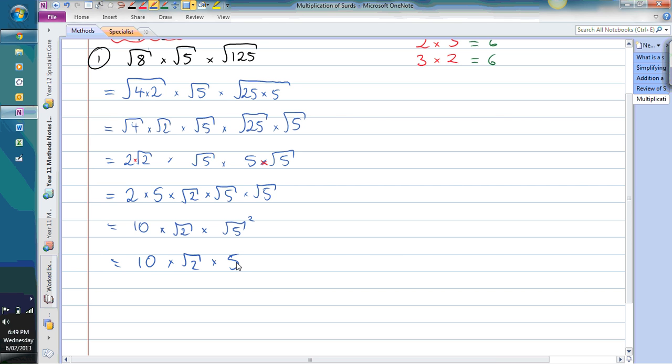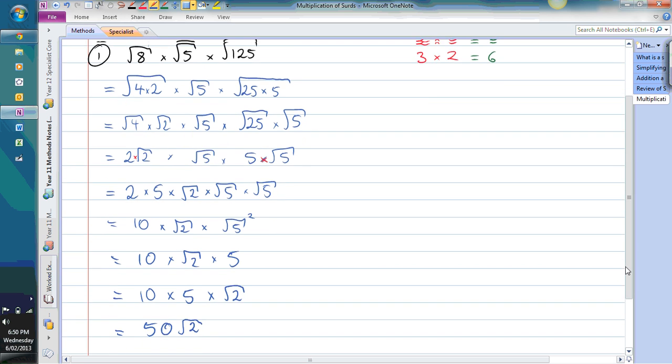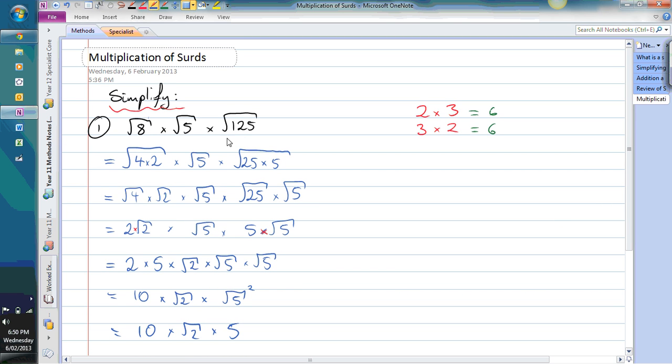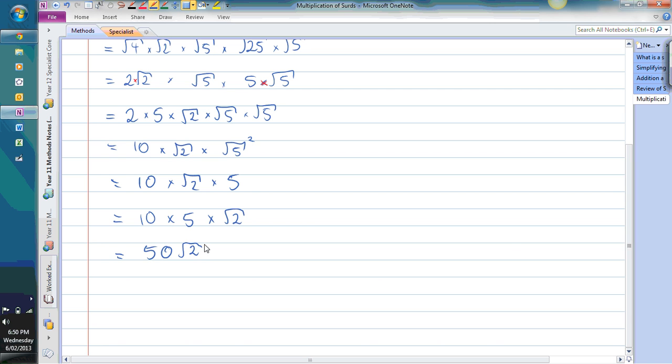And let's tidy up a little bit more. I'm going to change the order again because I can do that with multiplication. I'm going to swap the root 2 and the 5. 10 times 5, well, that's just 50 square root of 2. And so this expression here, square root of 8 times square root of 5 times square root of 125, can be simplified down to this, 50 times the square root of 2.